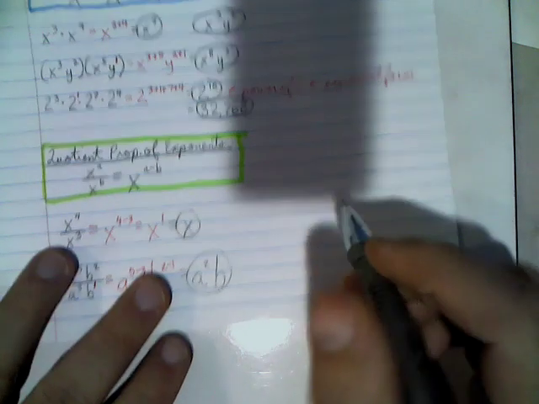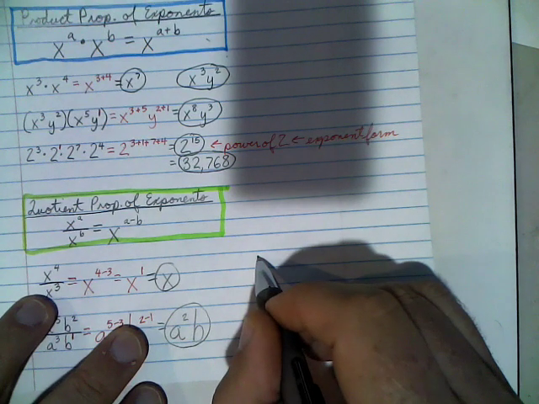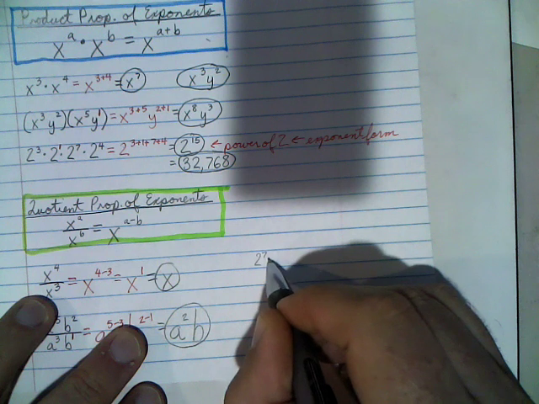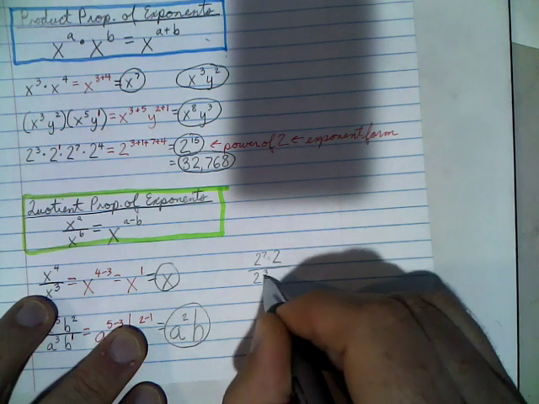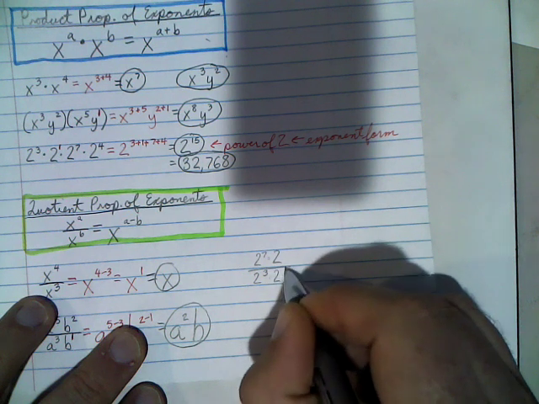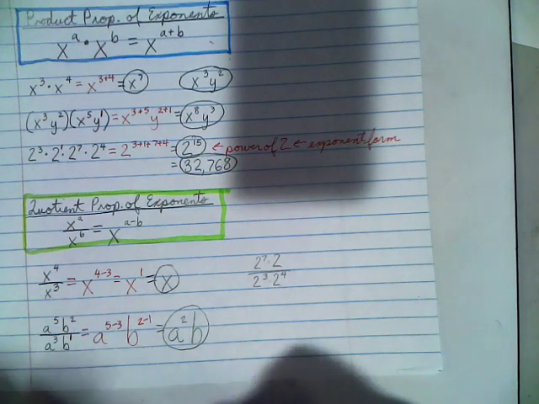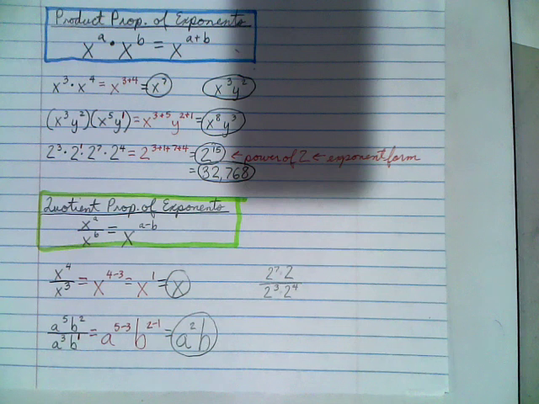Now, ladies and gentlemen, let's say we had a problem like this. 2 to the 7th power times 2, over 2 to the 3rd power times 2 to the 4th power. There are many different ways that we could simplify this, and ultimately this is going to come down to a combination between our two properties. We're going to use some product property, we're going to use some quotient property of exponents. My recommendation would be to take this as a numerator and then a denominator and then divide.